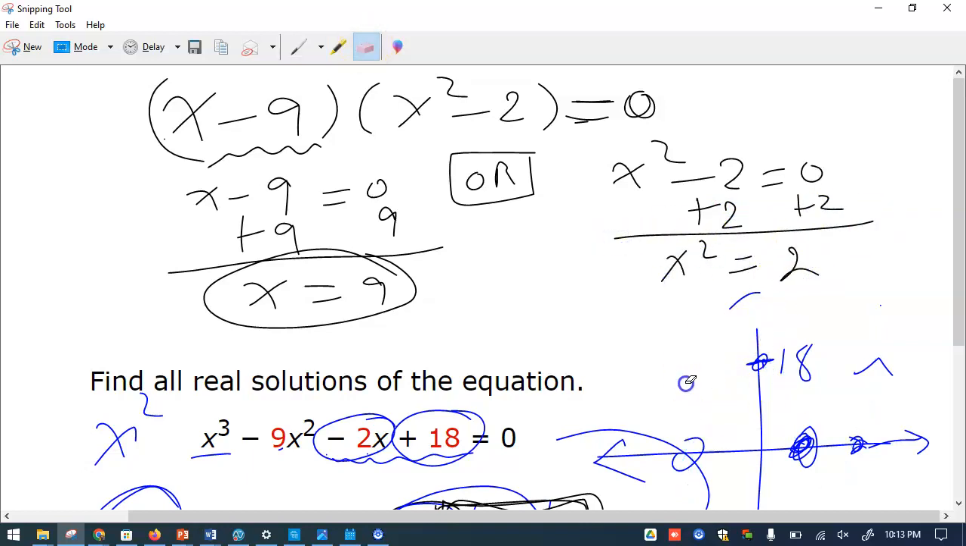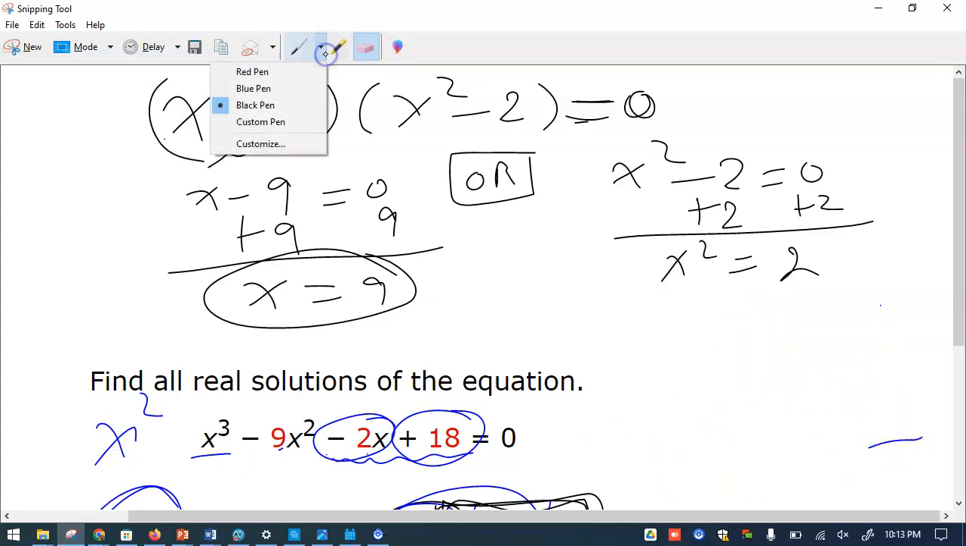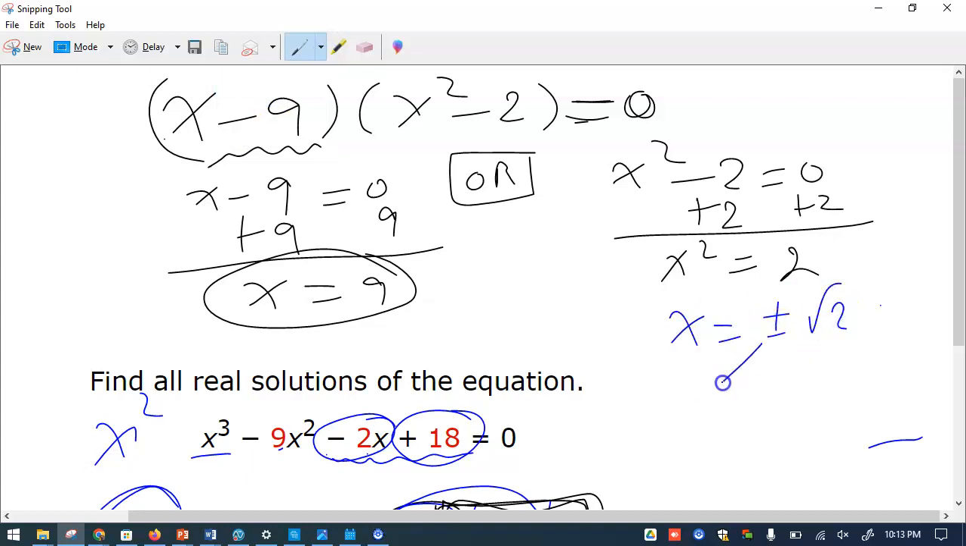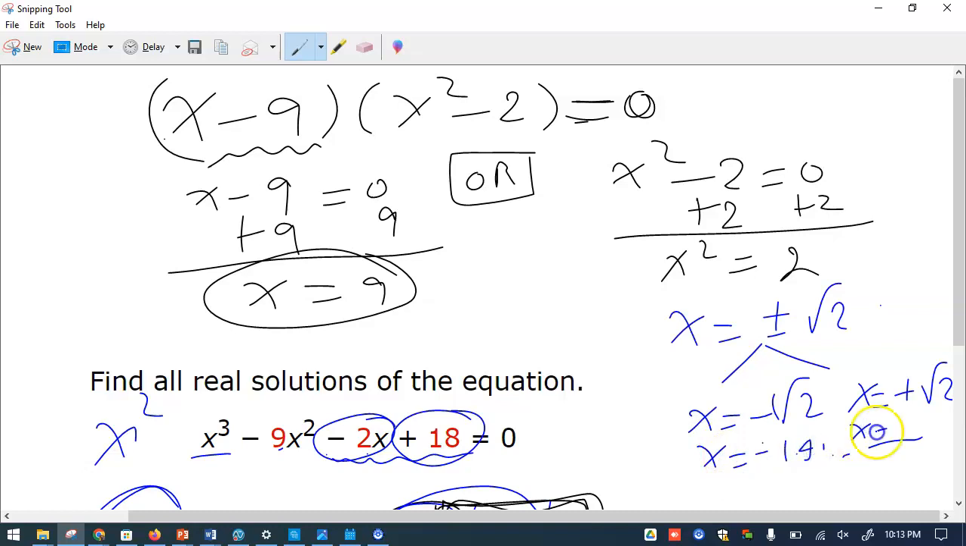And then you can use the square root. Taking the square root, that means x is straight away plus minus square root of 2. So there are two answers, -√2, and the other one is +√2. It means there are two answers. One is -1.41, and this is, again, plus 1.4.